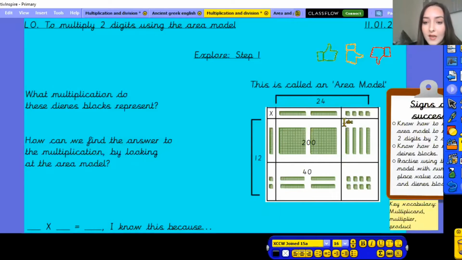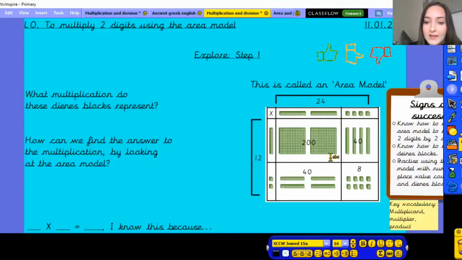Okay, and now let's have a look at the top right. So again, this is the same as this box, but in a different way. So we have 4 lots of 10, which again is 40. Okay, and now in our bottom right box, we have some 1s, and we have 8 of those 1s. So we know that this box represents 8.